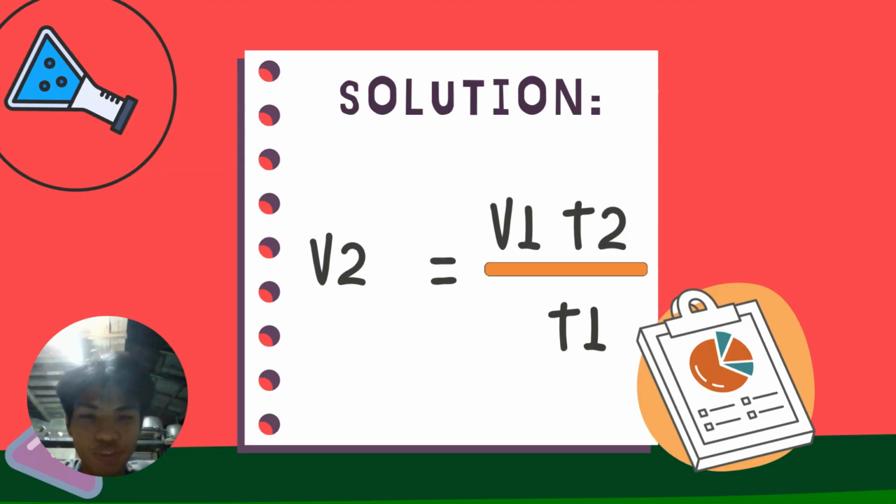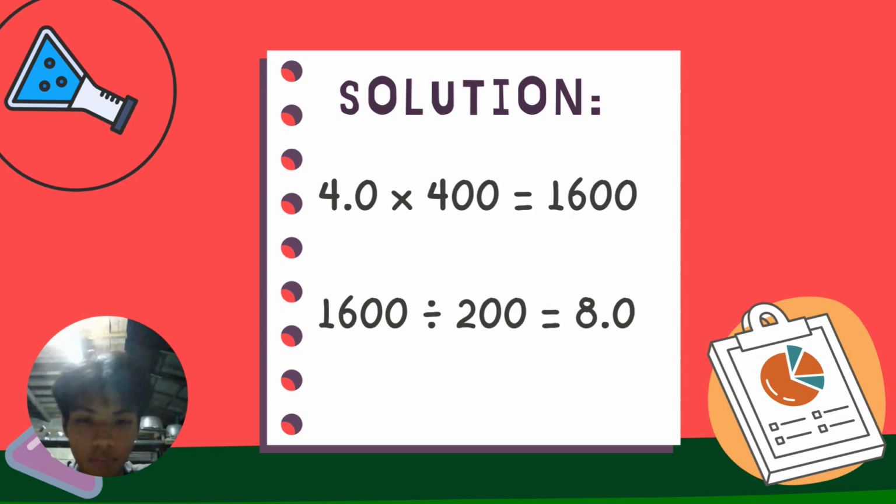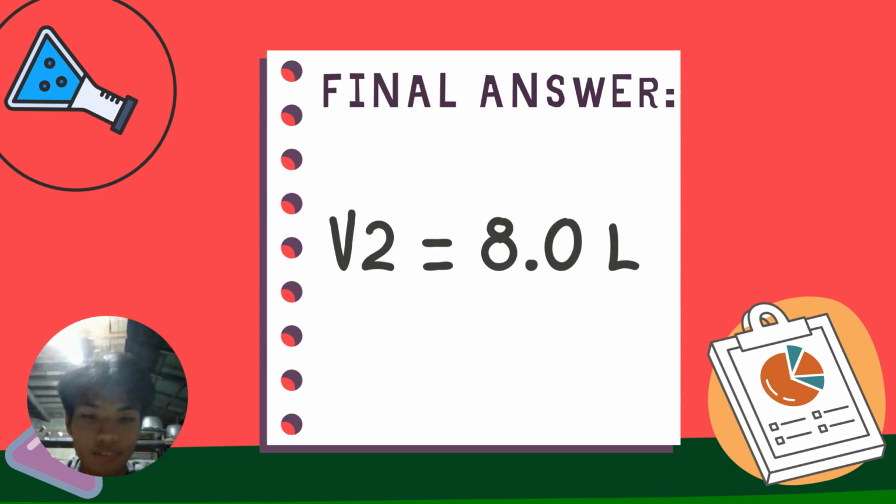So our solution here is V2 equals V1 T2 over T1. So 4.0 multiplied by 400 over 200. We're going to multiply 4.0 and 400, so that equals 1600. Then 1600 divided by 200 equals 8.0. So our final answer here is 8.0 liters.